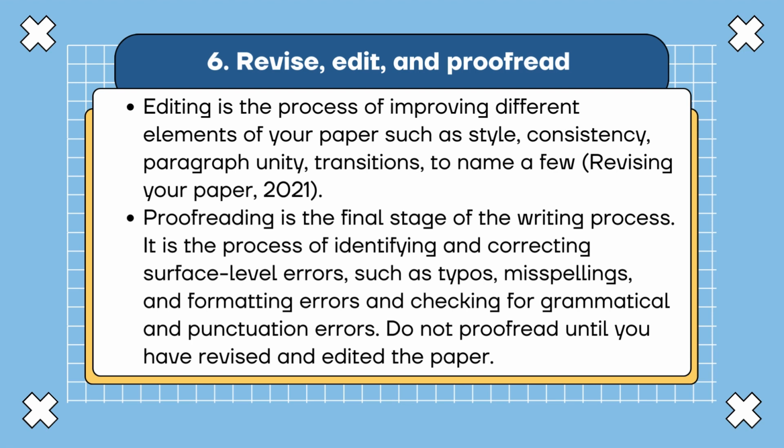While editing is about polishing your writing, you work on things like how your sentences flow, if your writing style is consistent, if your paragraphs connect smoothly, and if your transitions between ideas are clear. And proofreading. This is where you go through your document meticulously to catch any small mistakes like typos, misspellings, or formatting errors. It is the last check to make sure your grammar and punctuation are correct.